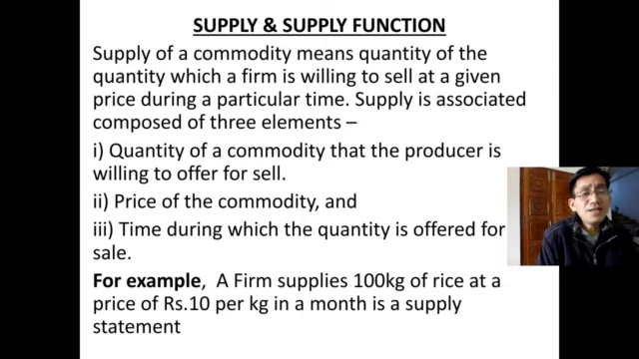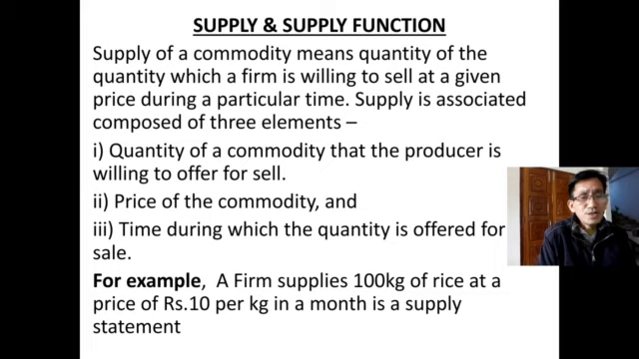So supply has its own components. So we have three components of supply. The three elements of supply are the quantity of supply, then the price of the commodity, then time.